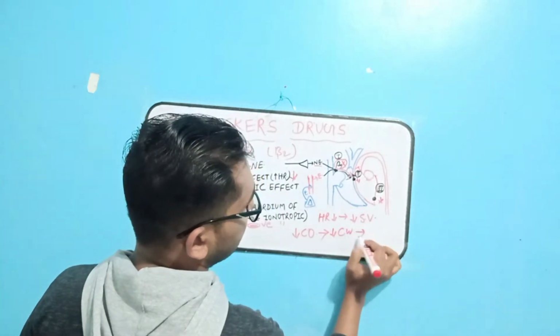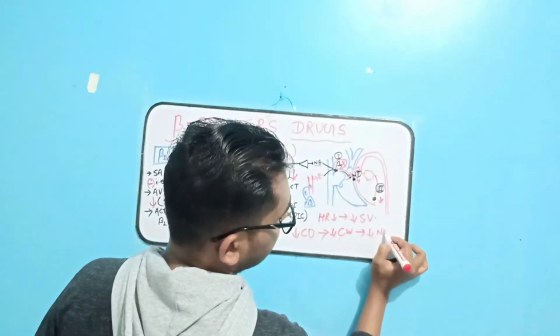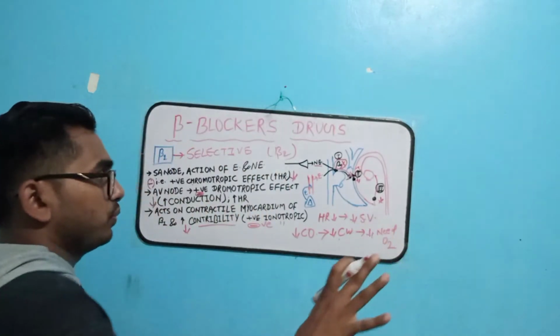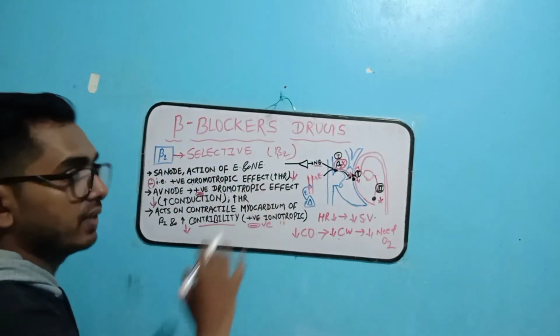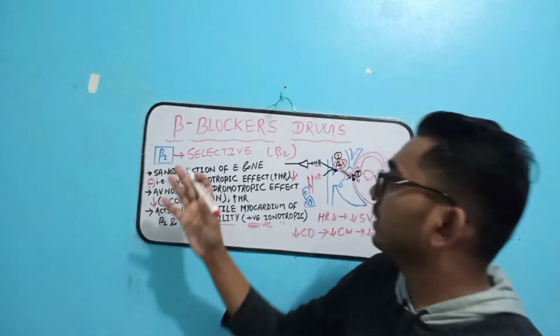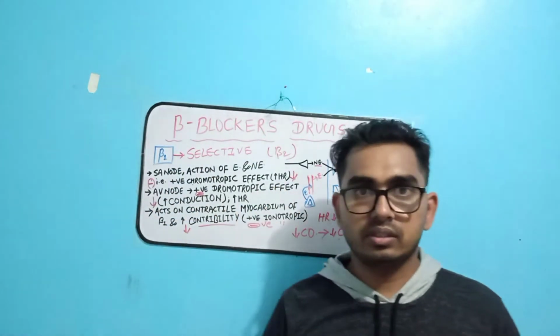If there is a decrease in cardiac work, there is a reduced need of oxygen. By this process, this is how beta blocker drugs work in the angina patient, and the patient can get relief when we are giving these beta 1 blocker drugs in the angina patient.